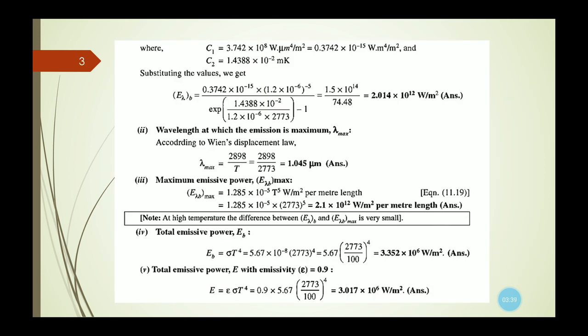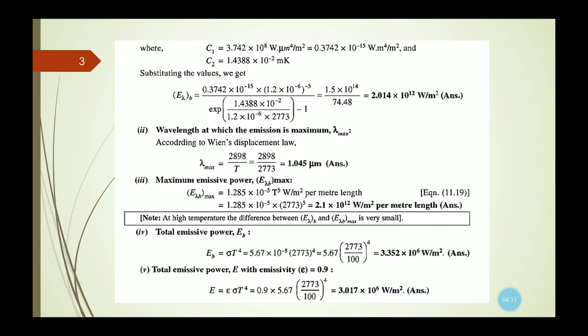Now the values of C1 and C2 are default values that we need to remember. C1 is equal to 0.3742 multiplied by 10 to the power minus 15 watt meter to the power 4 by meter square, and C2 is equal to 1.4388 into 10 to the power minus 2 meter Kelvin. So these default values for C1 and C2 we need to remember.